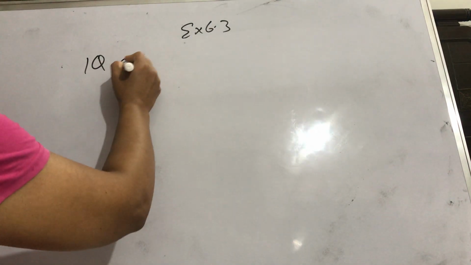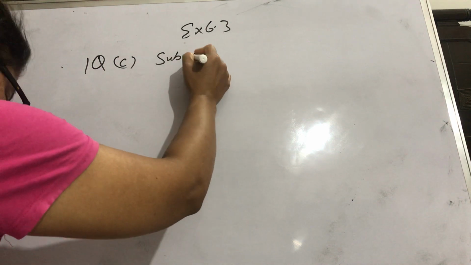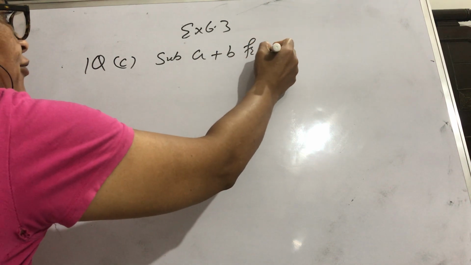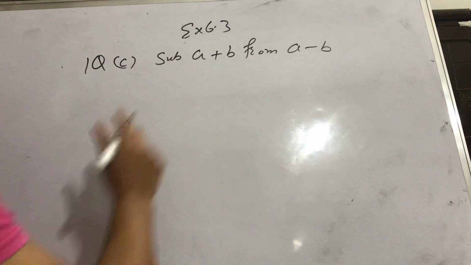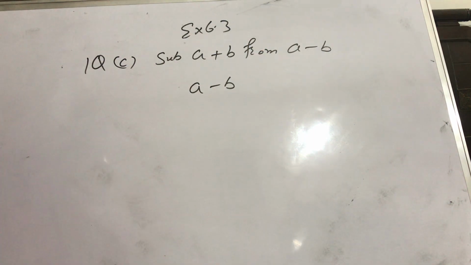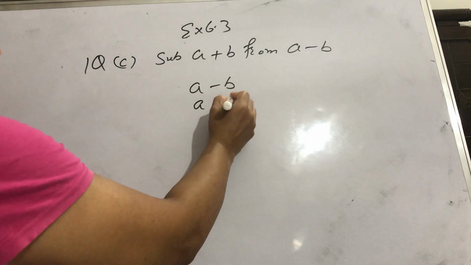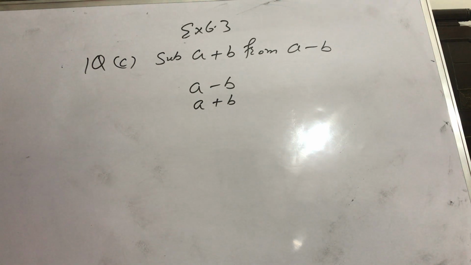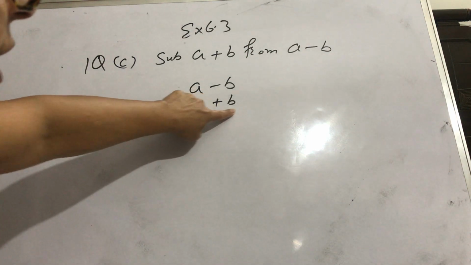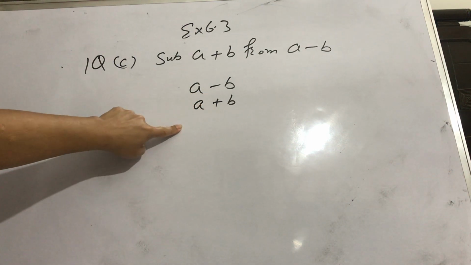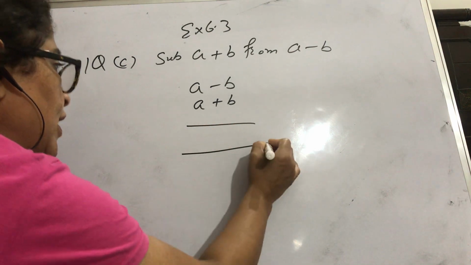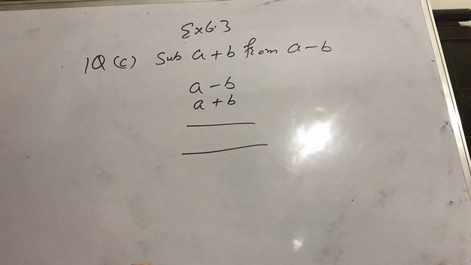Question 1, C part. Subtract a plus b from a minus b. The expression that is after from, it will be written at the top. The expression a plus b, that will be written here. Now the main thing, when you do it in the vertical, you have to change the sign of all the terms of the expression that is written at the bottom, in the second line. So we will leave some space here for changing the sign.